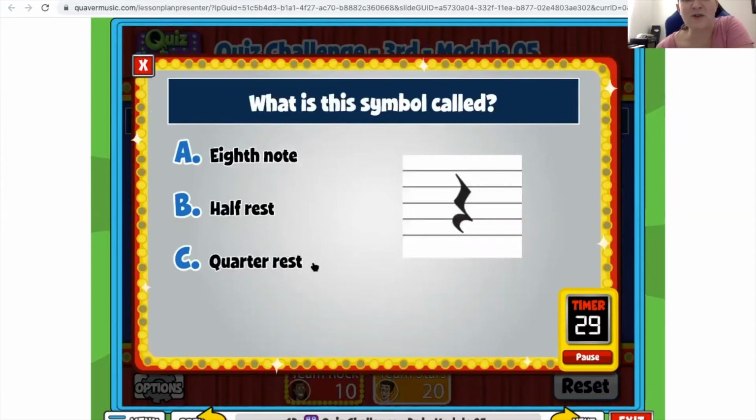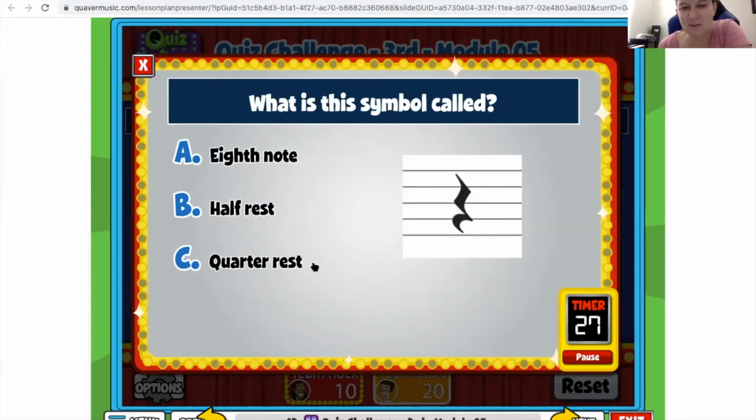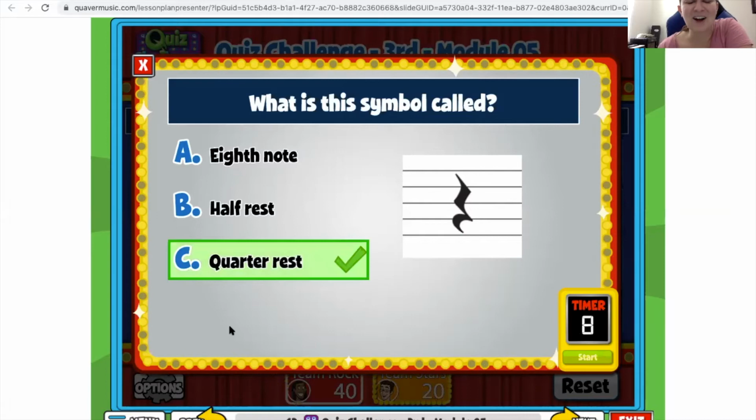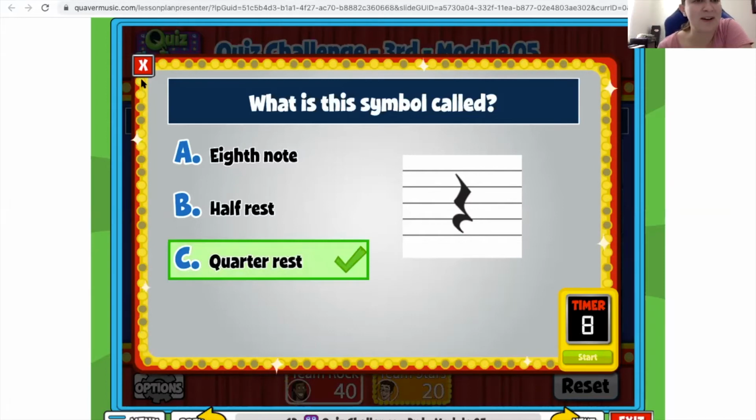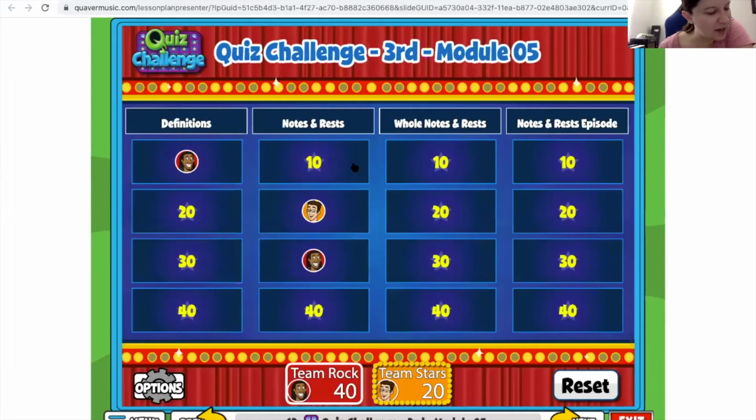Oh, this is review from first grade. What is this symbol called? An eighth note, a half rest, or a quarter rest? So a little clue is that we know it's a rest because we don't say anything on that one. So is it a half rest or a quarter rest? It's gonna be our quarter rest. I remember our half rest was the one that kind of looked like a hat. That's how I remember it, and you can remember too. Okay, and I think that's it for that category.